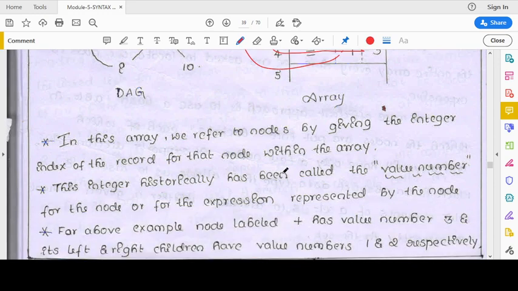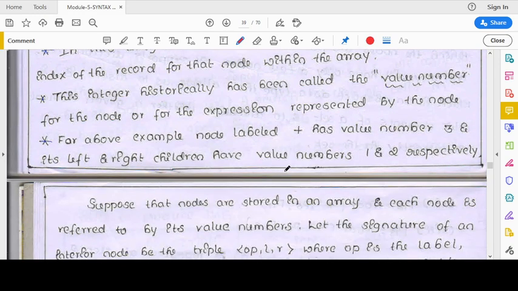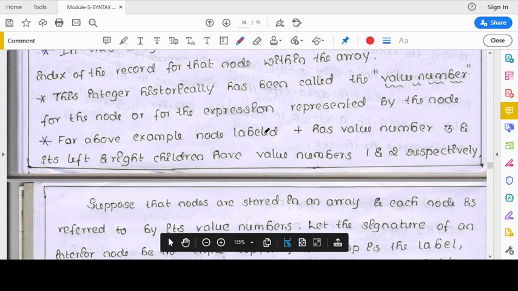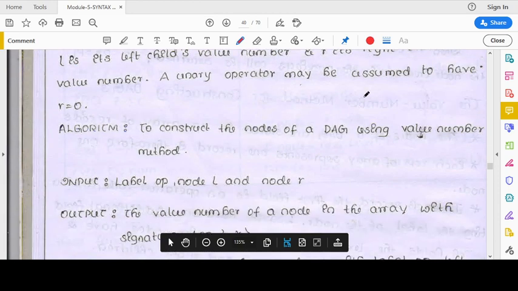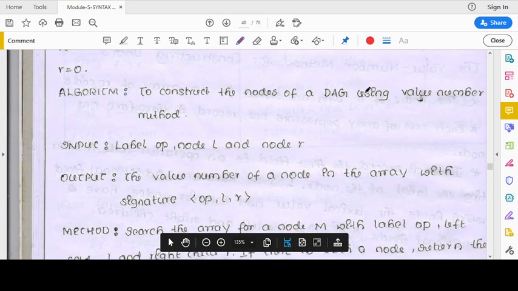I hope I made the topic clear here. That's about the DAG representation, and this is basically the explanation of how it works. The algorithm is pretty simple. This is what you need to look into in the first place.